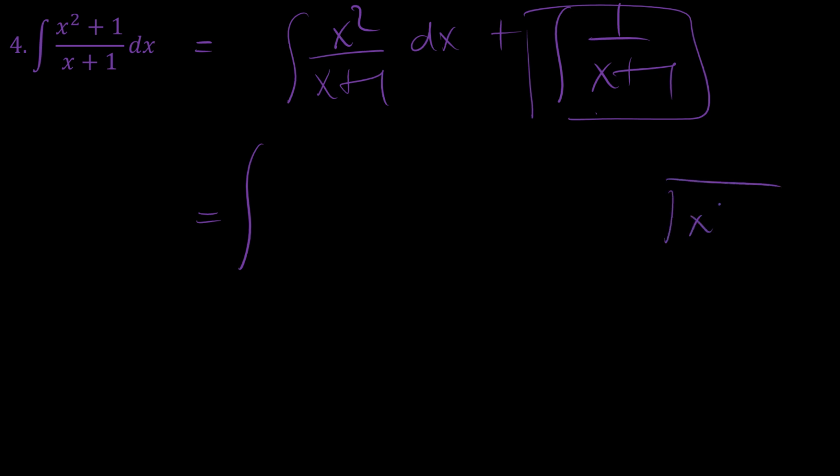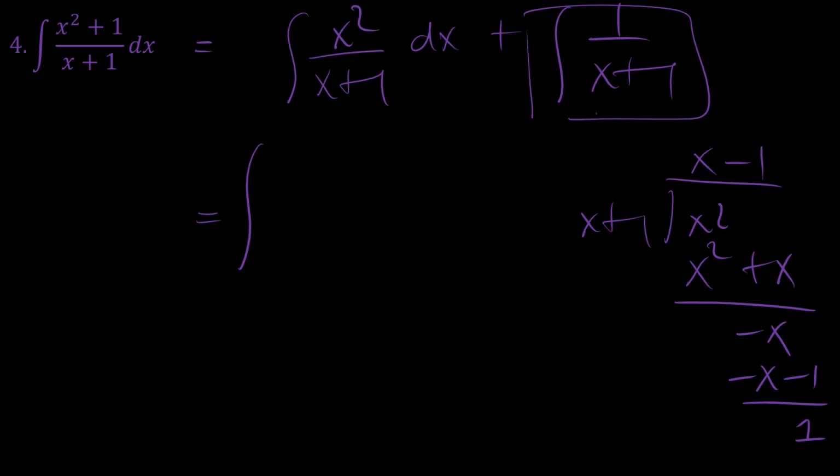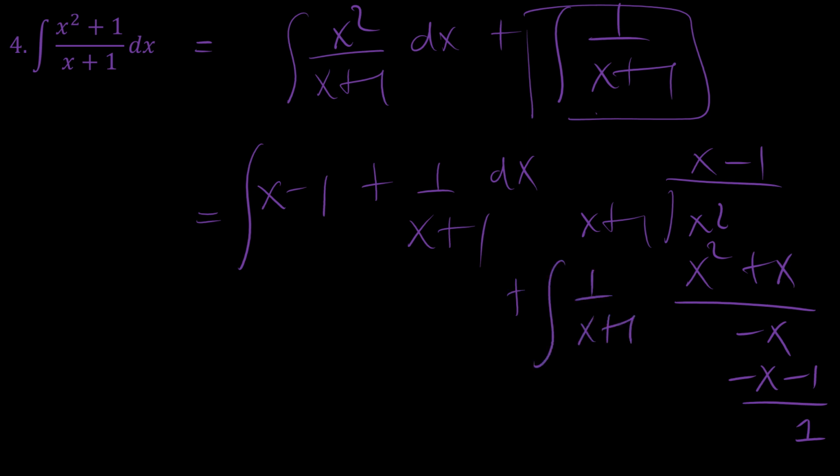Just say x squared divided by x plus 1, so divide, times x: x squared plus x, and that leaves negative x. Minus 1 becomes negative x minus 1, which is 1. So what this tells us is that we have the integral of x minus 1 plus 1 over x plus 1 dx, obviously plus our integral of 1 over x plus 1.